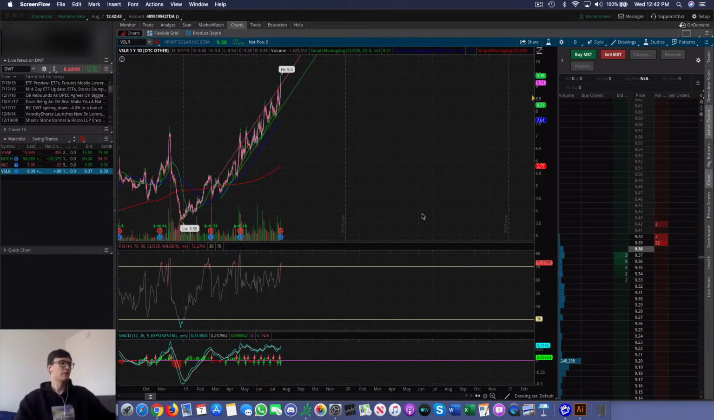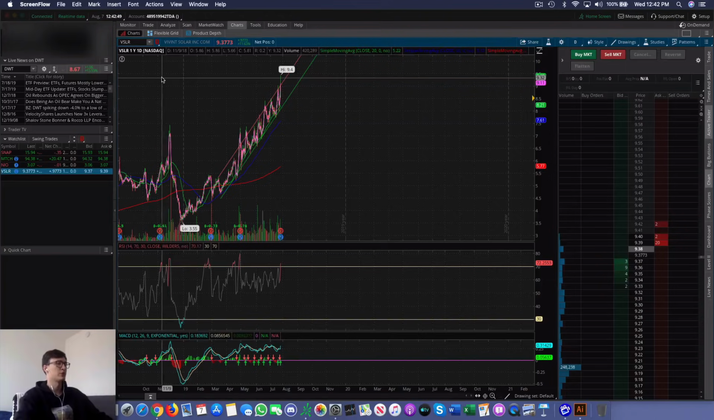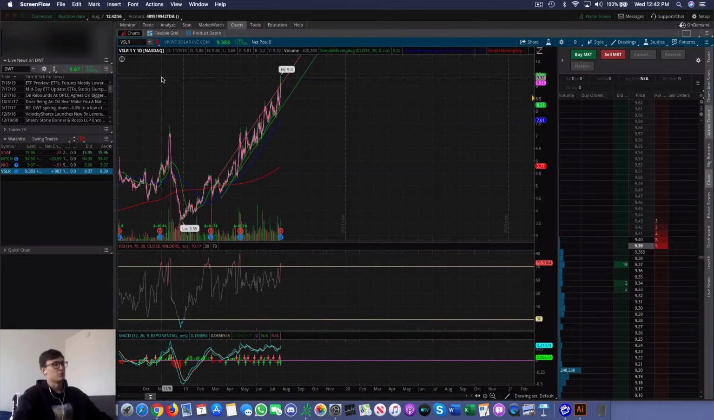As you can see, VSLR is this chart that I have pulled up. And basically I want to show you my strategy on how I plan to trade this stock, not through a day trade but through a swing trade.